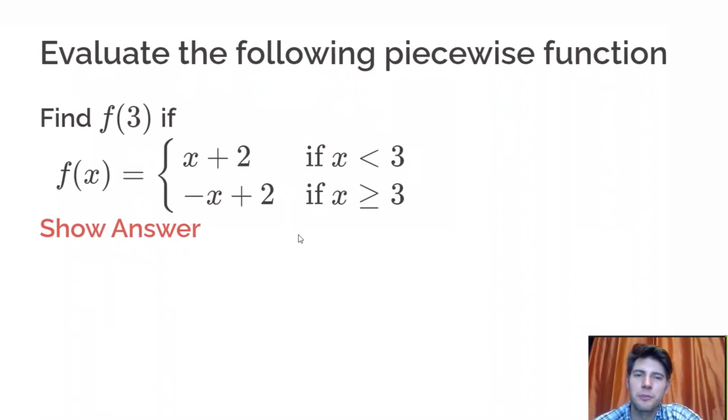Evaluate the following piecewise function. Find f of 3 if f of x is equal to x plus 2 if x is less than 3, and negative x plus 2 if x is greater than or equal to 3.